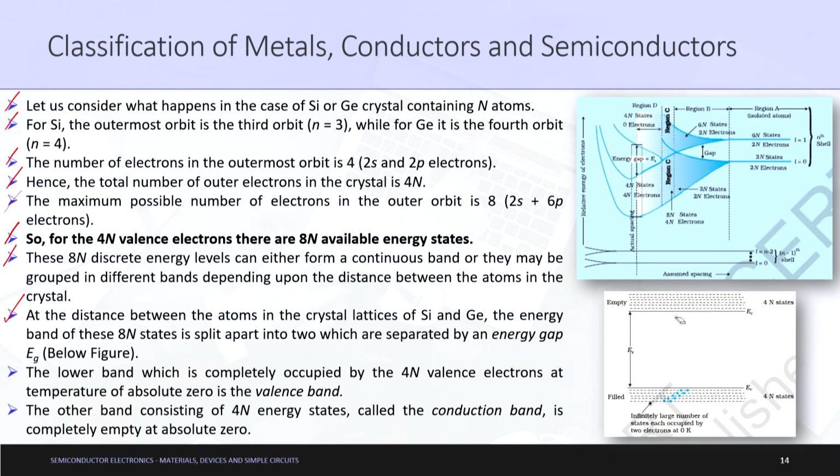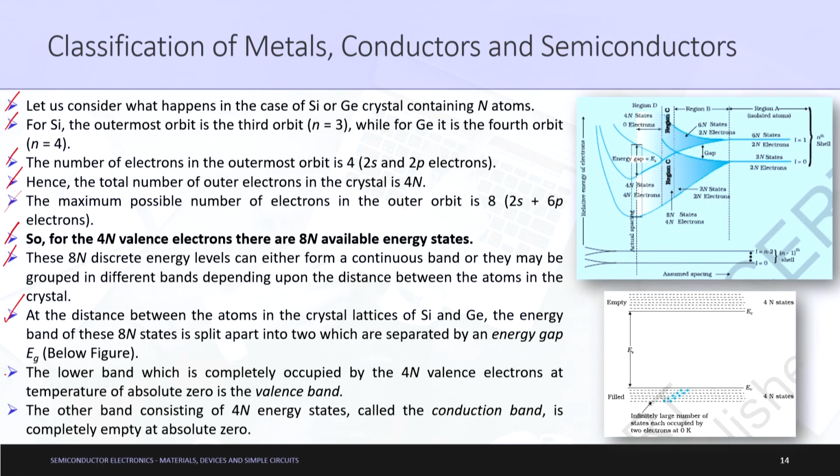This is the difference between valence electrons and energy states. If there are valence electrons, then those electrons will be residing somewhere, and that residing place at the initial stage is called your valence band. These are nothing but the places or energy states. So, there are 4n energy states here and 4n energy states here.